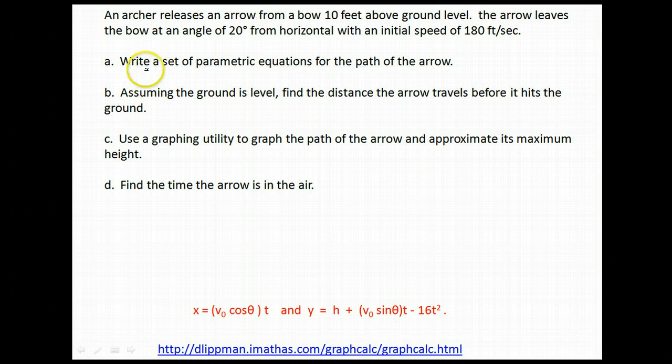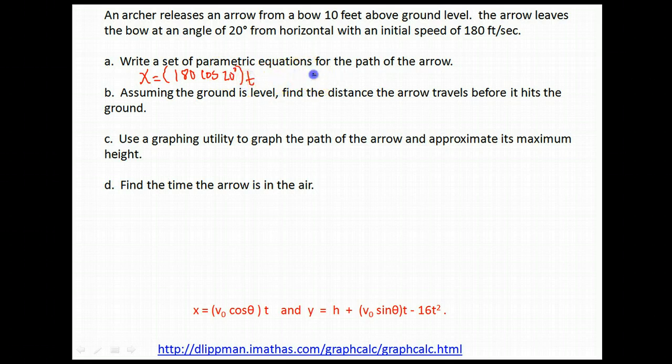So for part A, when I write my parametric equations, x is supposed to be the initial velocity, which it says was 180 feet per second. Speed and velocity are essentially the same in this situation. Times cosine of the angle theta. So cosine of the angle it was launched, which was 20 degrees, t.